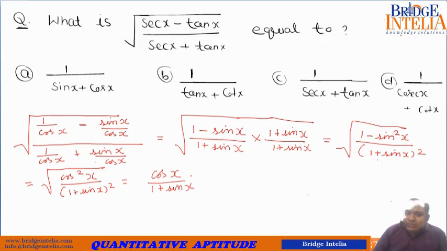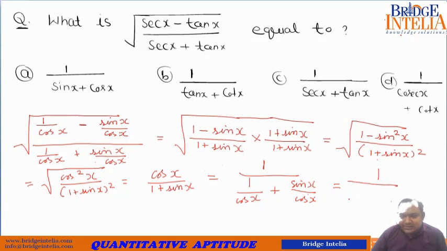To make the numerator 1, we have to simply divide both numerator and denominator by cos x. So this would be 1 divided by 1 by cos x plus sin x divided by cos x. This comes out to be 1 upon, 1 by cos x equal to what? Sec x, plus tan x. So this is the correct answer.